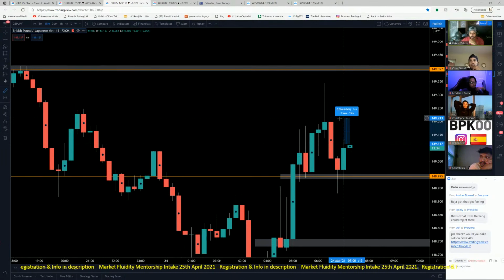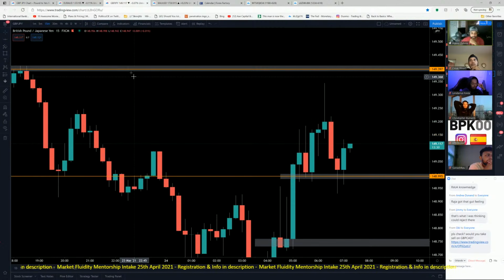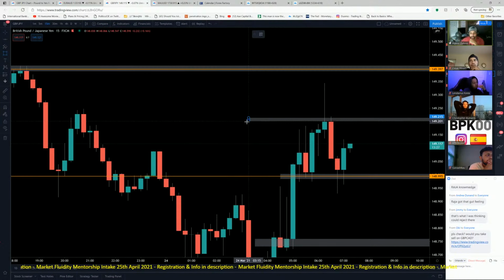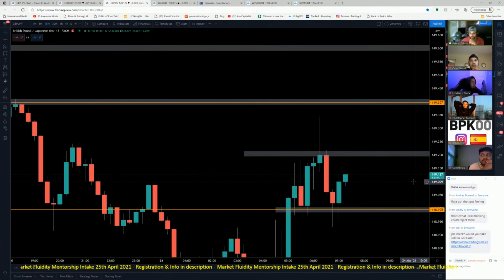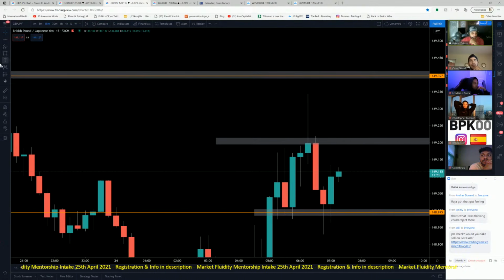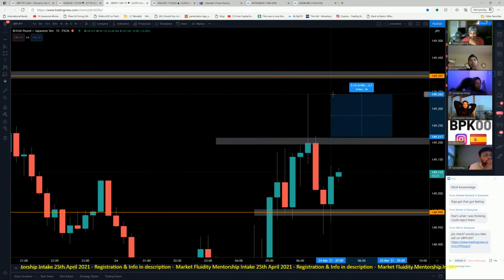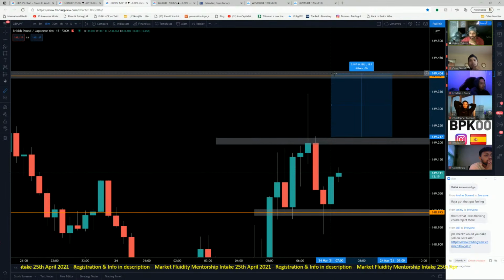Yeah, I don't want to execute a buy. This resistance is like 9 pips away, so I have to wait. This is a minor zone over here as well, right? Really minor zone over here. If we break above 149.200, we got a wick fill 12 pips away, and then 149.400, 18, 20 pips away.